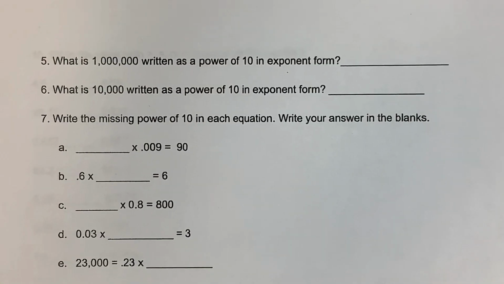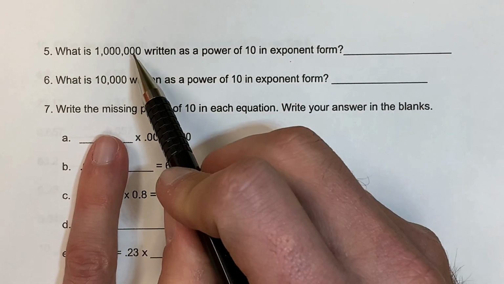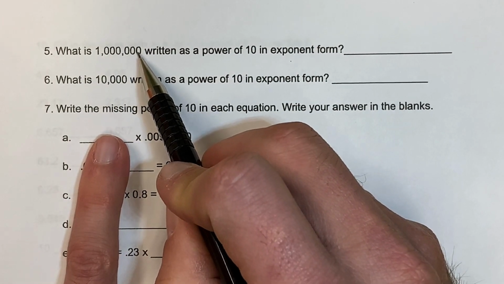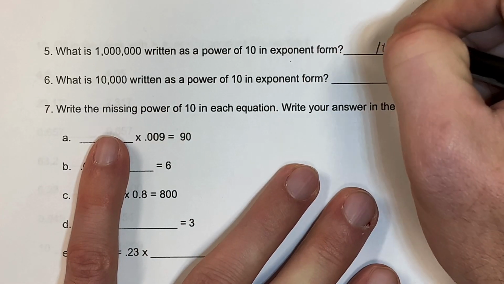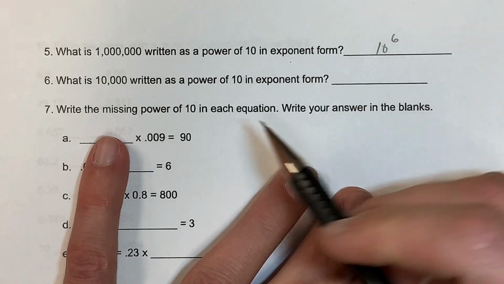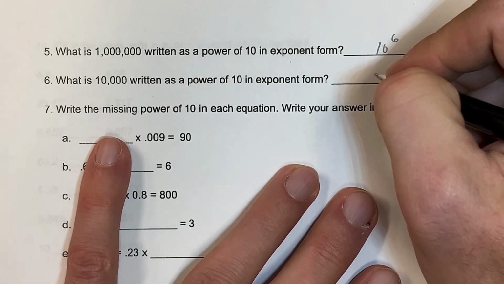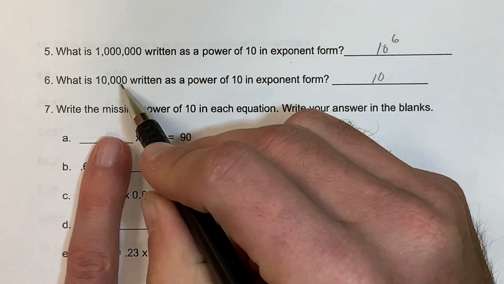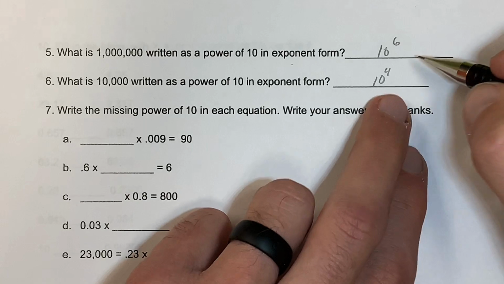Next, we're looking at the powers of 10. So the easiest way to do it is count the number of zeros. 1, 2, 3, 4, 5, 6. So it's going to be 10 to the 6. Another way you can do it is just look at 10 times 10. How many times would give you 10,000? So this one, just count the zeros. 1, 2, 3, 4.